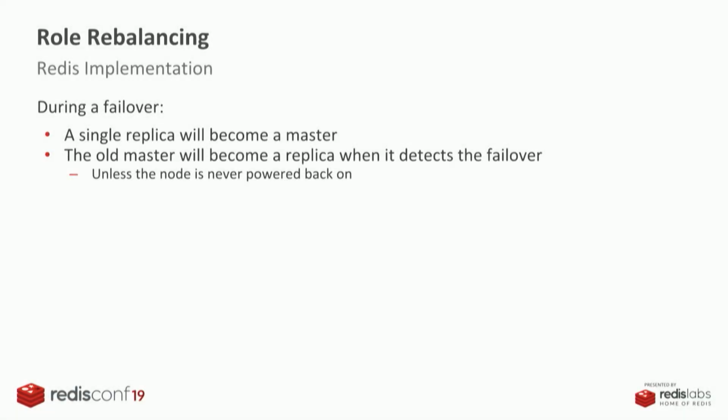Role rebalancing. During a failover, a replica will take over for a master. And the old master, when it gets turned back on, will become a replica. It will basically wake up, realize, oh, hey, I'm part of this cluster, I own these slots with this epoch. And then it'll be told that no, somebody else owns it now. And it'll be like, oh, OK. And it becomes a replica.